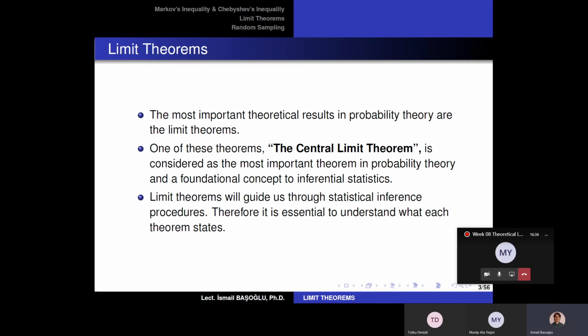Okay, so what are the limit theorems? The limit theorems are the most important theoretical results in probability theory and on random variables. And one of these theorems, the central limit theorem, is considered as a very, very important theorem. And by the help of this theorem, we basically create the foundations of inferential statistics. So what is inferential statistics? Inferential statistics is this type of statistical studies which want to extract information about the general population by observing a random sample from that.